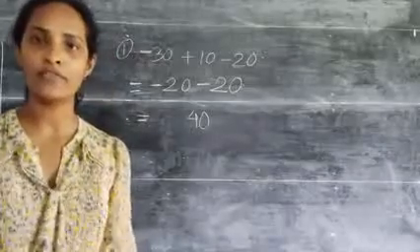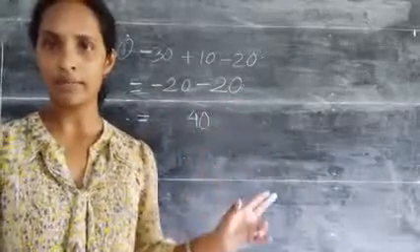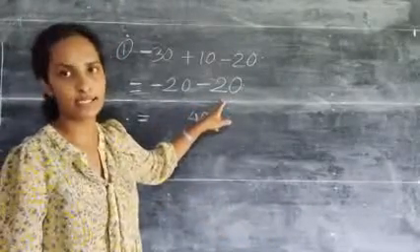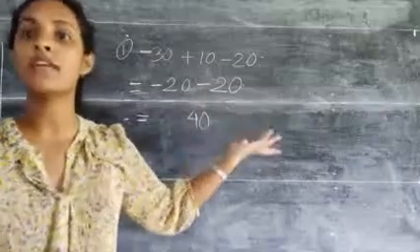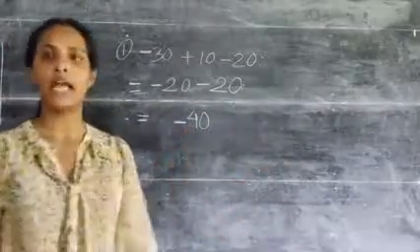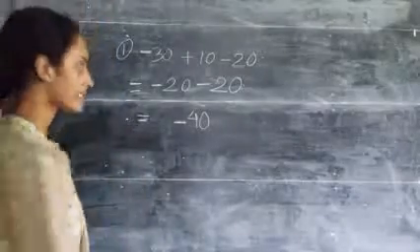And what is the sign of this answer? Minus, minus. What is the sign? We have to look at the greater number's sign. What is the greater number here? There's no greater and smaller. Both the numbers are the same, 20 and 20, right? So what is the sign of 20? Minus is the sign of 20. So minus will be the sign of the answer. So this is how you solve, okay? Now, let me show you another example.